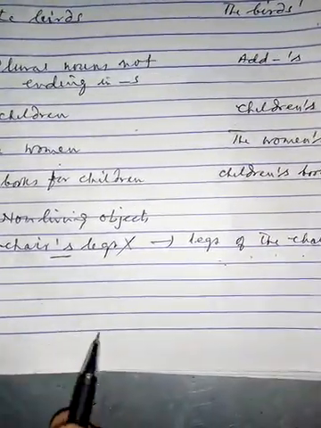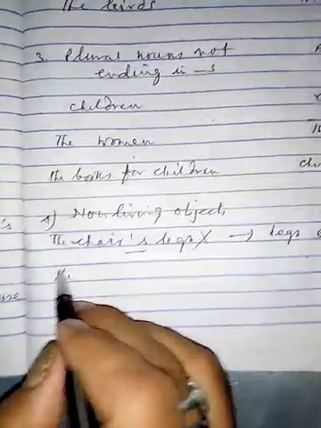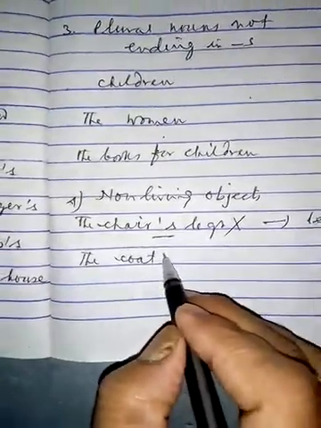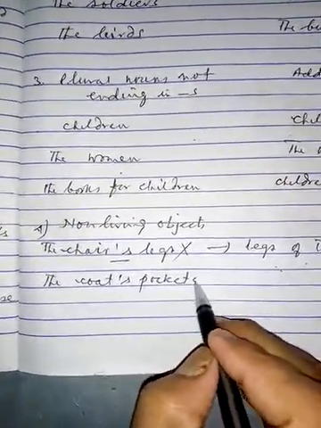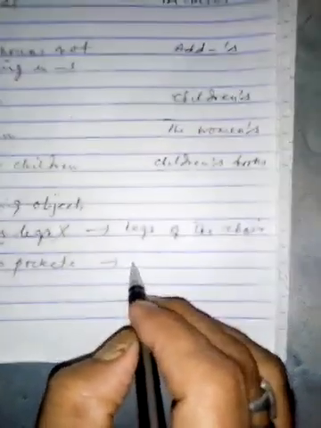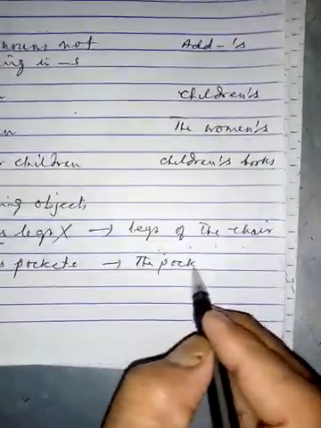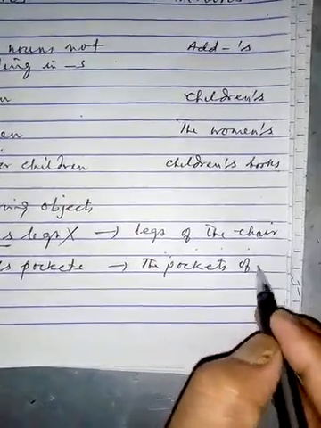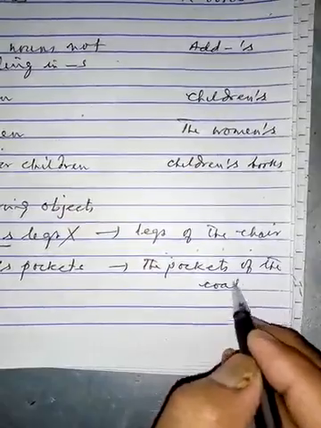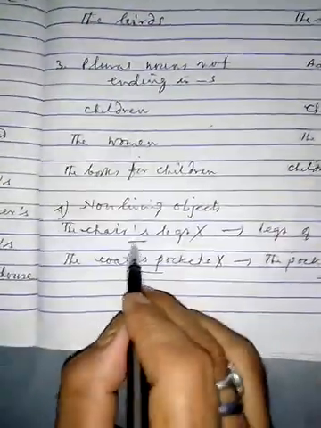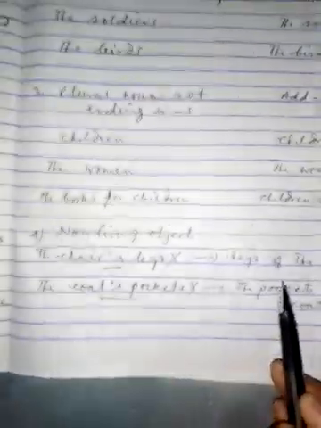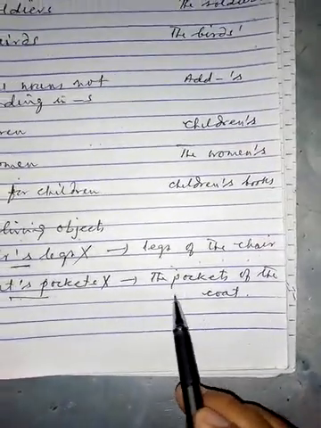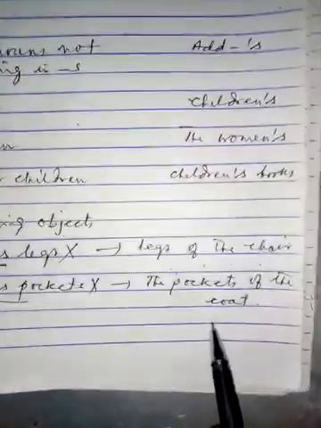One more sentence. Suppose the coat's pockets. Here it will be the pockets of the coat. Clear? This one is wrong. This type of sentence, with non-living objects, should be written like this: legs of the chair or the pockets of the coat.